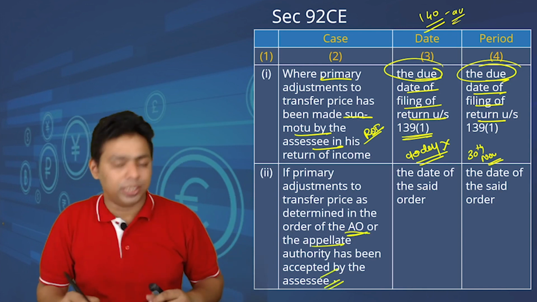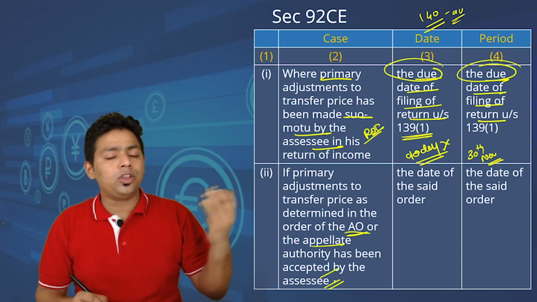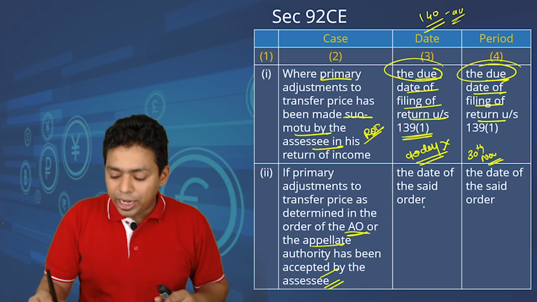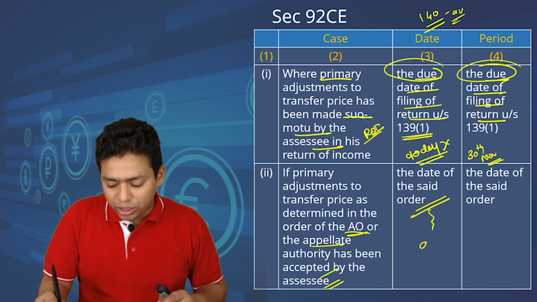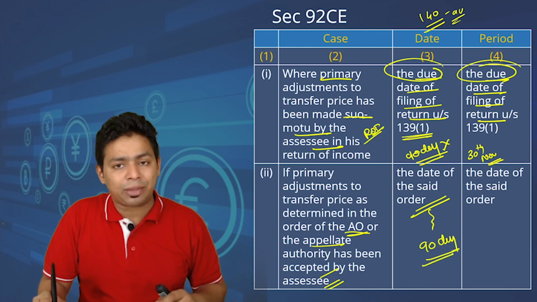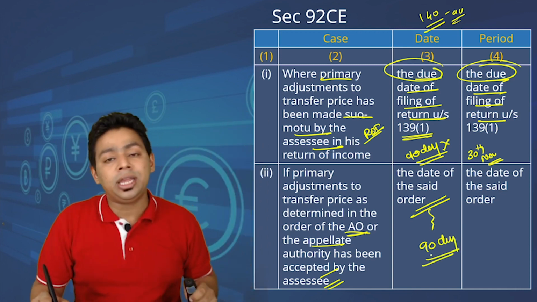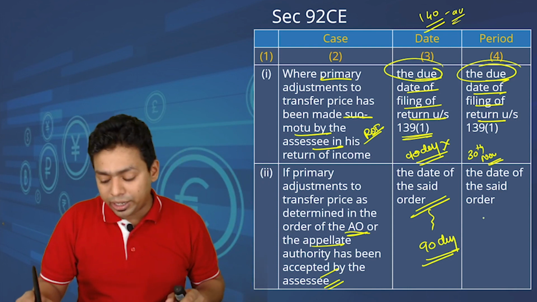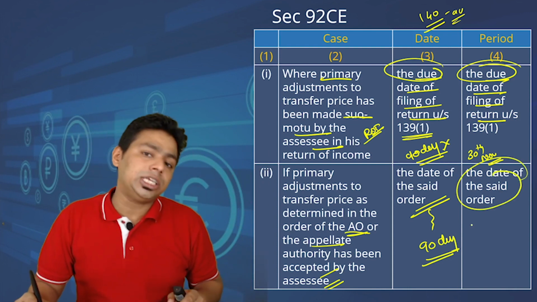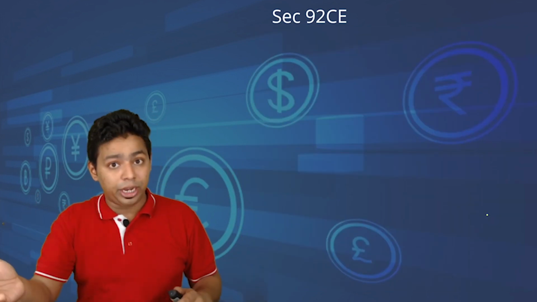If the primary adjustment to the transfer pricing is done by the AO or the appellate authority, and it has been accepted by the assessee, not challenged by the assessee, he has not taken the case to court, then from the date of the said order, within 90 days, he should bring back the money. If he doesn't bring back that money in 90 days, if money is not repatriated, then from the same date interest will be leviable up to the date of repatriation.